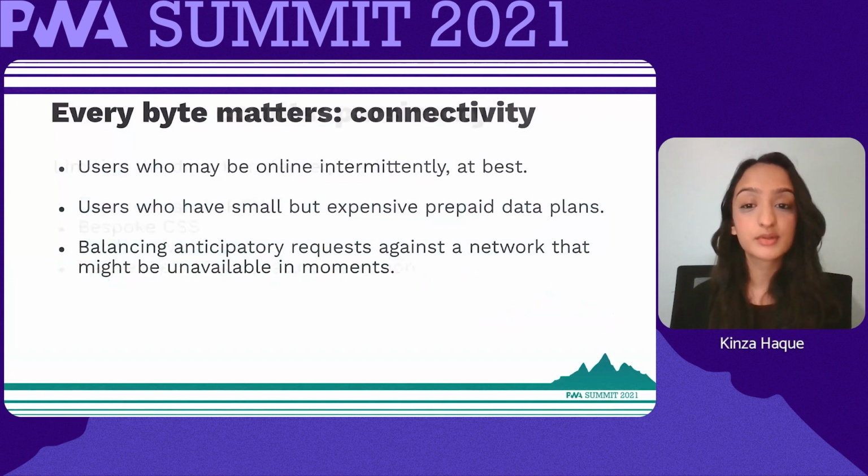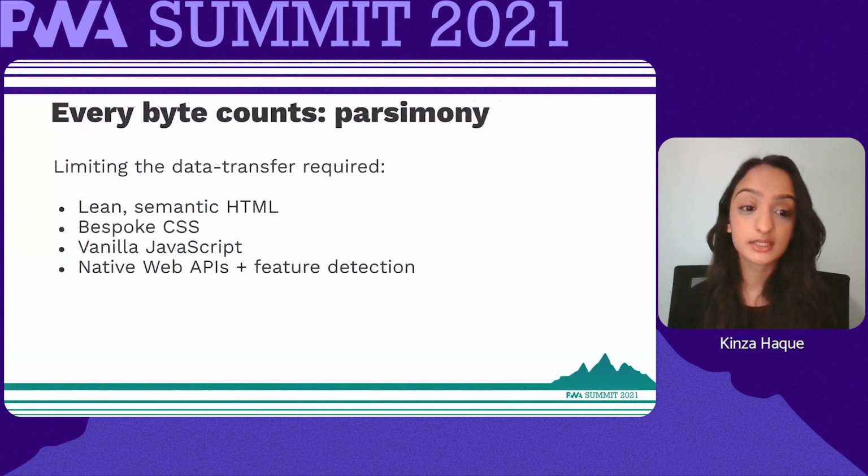And not only does every byte matter, but every byte counts as well. Keeping our users in mind, we want to minimize the amount of resources and money we spend in our progressive enhancement design. We can do so by limiting the data transfer required, which means implementing lean semantic HTML, bespoke CSS, vanilla JavaScript, native web APIs, and feature detection. Without the use of outside frameworks and extra libraries, we can somewhat control the amount of data we are working with.